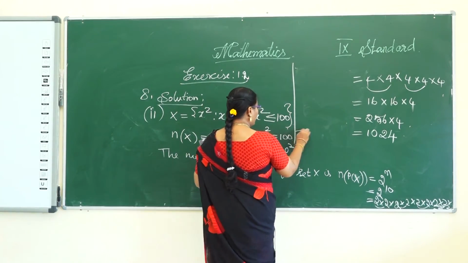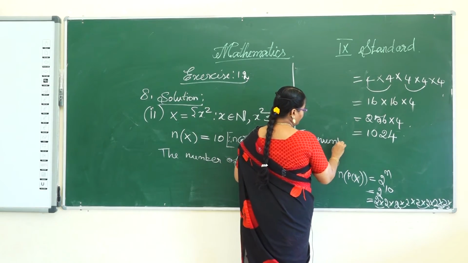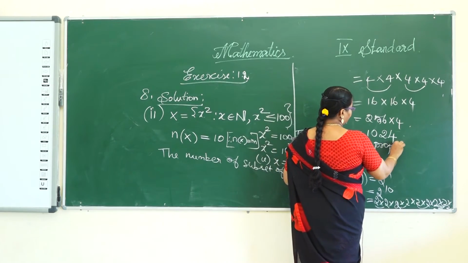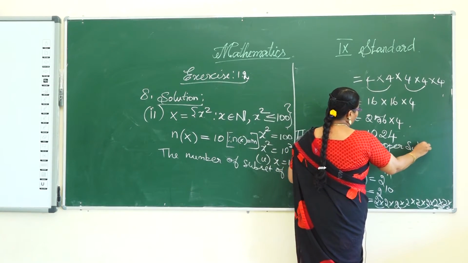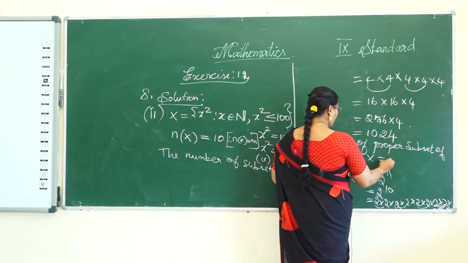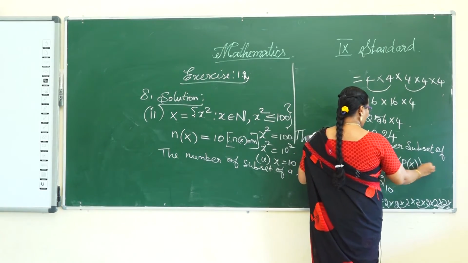And next one, the number of proper subsets. The number of proper subsets of X is equal to n of P of X minus 1.